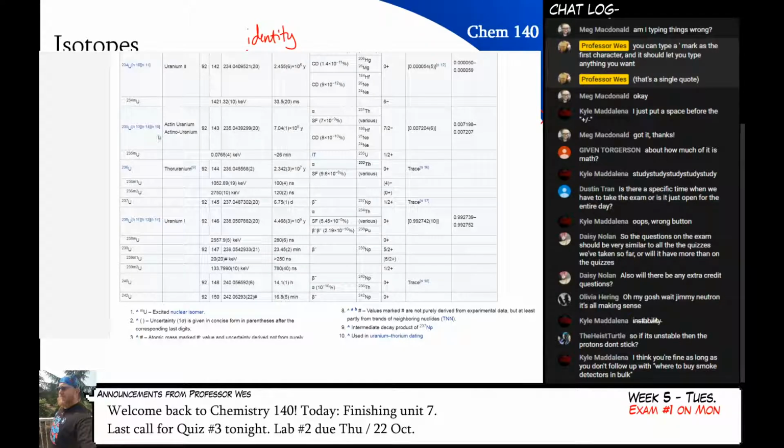Where to buy smoke detectors in bulk? Well, now it's in the chat, and so those two things are going to connect together, and I'll expect the feds in any moment now.